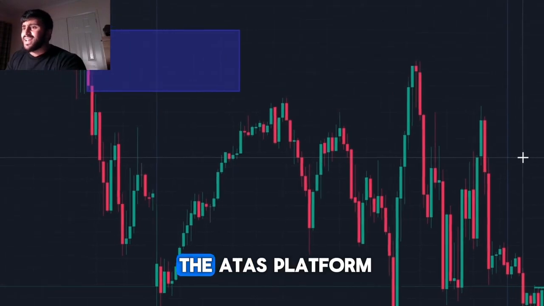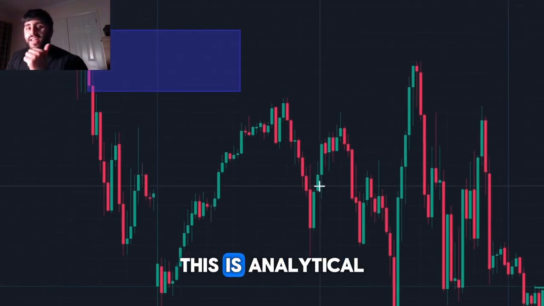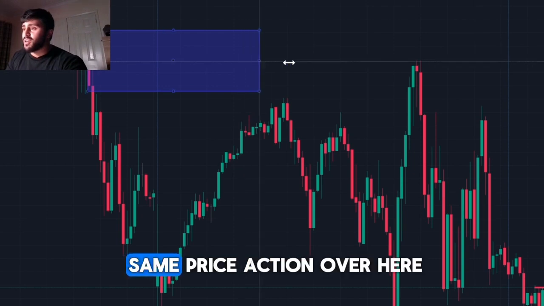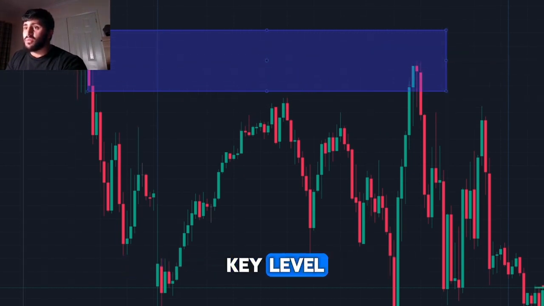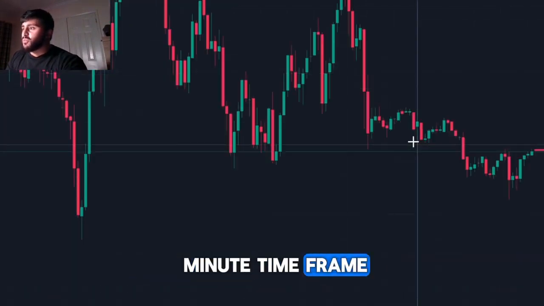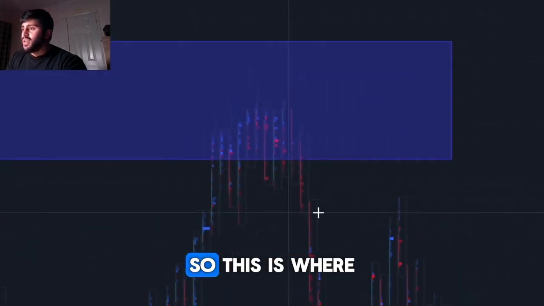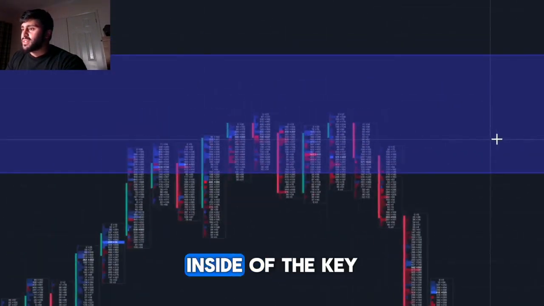Okay, so here on the ATAS platform, right? ATAS, this is advanced trading analytical software. We have the exact same price action over here with the exact same key level. So now when we go on the 5-minute time frame, we're going to be looking at this side by side with the candlestick chart, right? So this is where we're looking at the order flow inside of the key level.